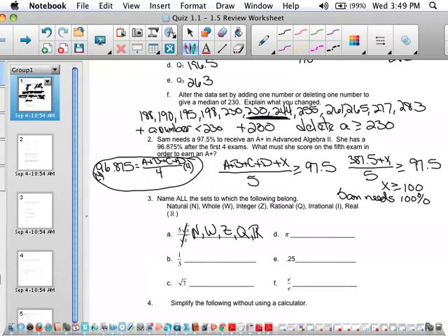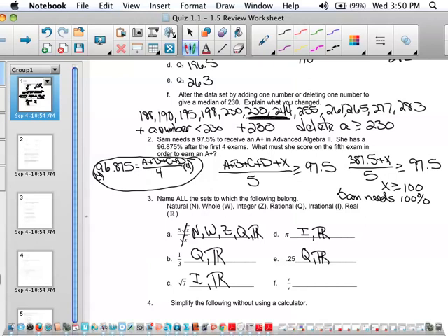B, 1/3. That's not natural, it's not whole, it's not an integer. It is, however, a rational number and a real number. Square root of 7 is not natural, whole, integer, rational. It is irrational, and it is a real number. Pi, again, is an irrational and a real number. 0.25, okay, that's a decimal, which you could write as 1/4. That means that that is rational and real.